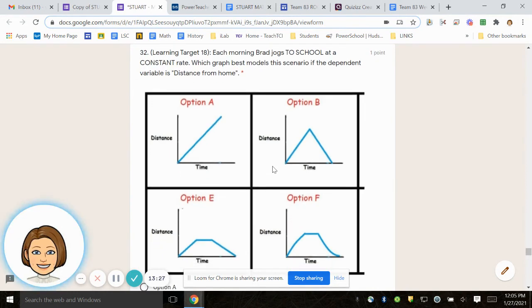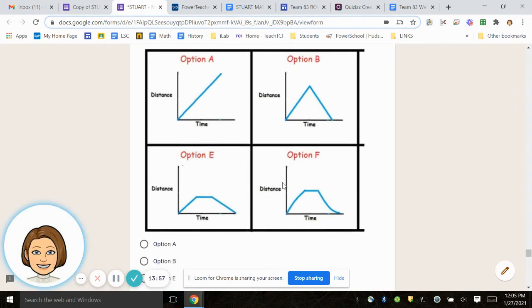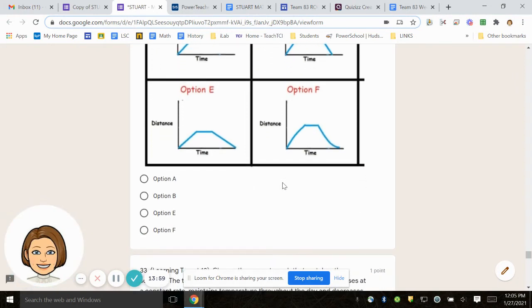Number 32, you're going to match the graph with the scenario. Make sure you notice this is a distance graph. It's a distance from home. So if I look at these, all 4 of these start at home. Each morning, Brad jogs to school at a constant rate. Which graph best models this scenario if the dependent variable is distance from home? So jogging just to school. Is it option A, option B, option E, or option F?